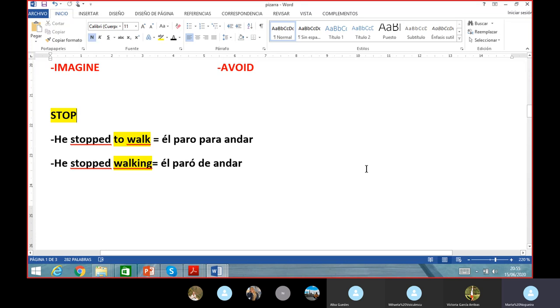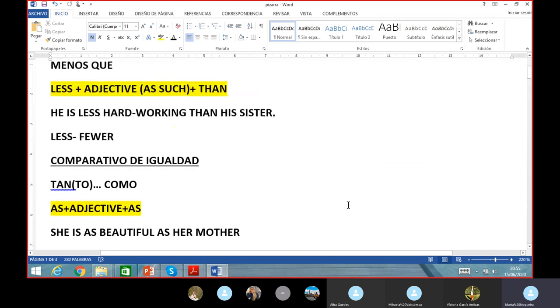was doing one activity, okay, and stopped to start the other activity, okay? Él paró para andar, to walk, and he stopped walking, él paró de andar. In the second, he was walking and he decided to finish this activity, okay? Entonces tenemos, ahora os dejo copiar esto.